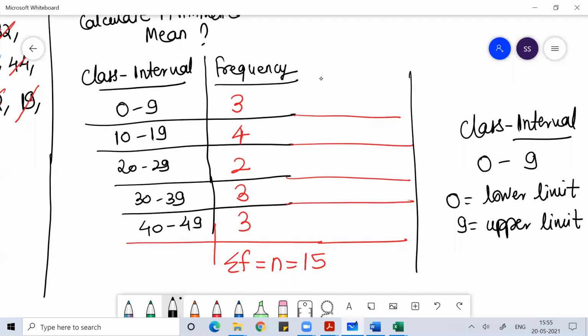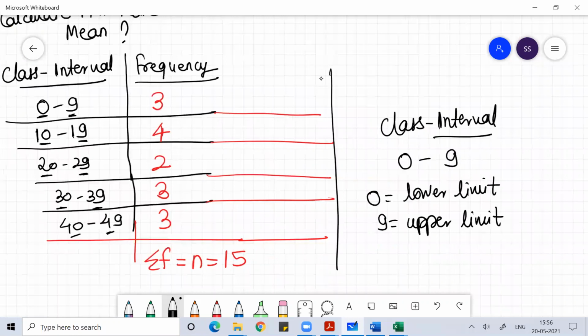I hope you are understanding. 0 is the lower limit, 9 is the upper limit, 10 is the lower limit, 19 is the upper limit, 20 is the lower limit, 29 is the upper limit, 30 is the lower limit, 39 is the upper limit, 40 is the lower limit, 49 is the upper limit. I hope you understood this.